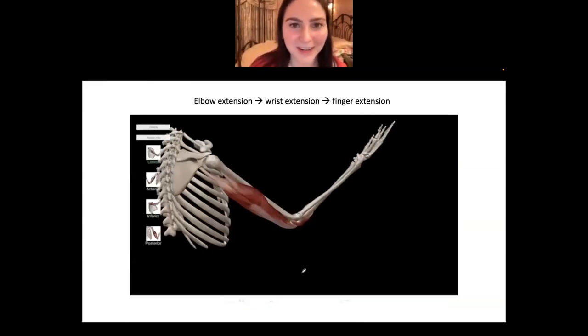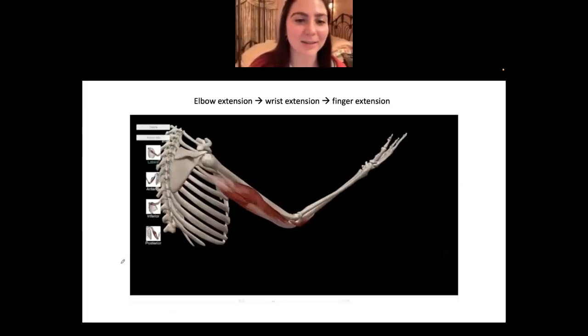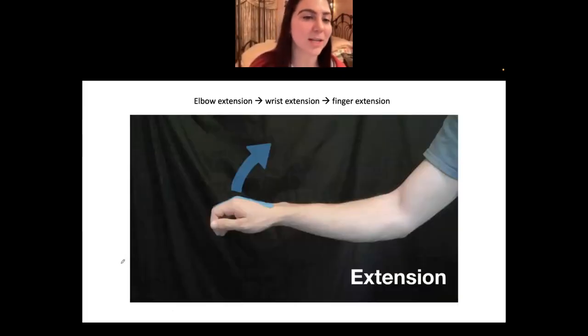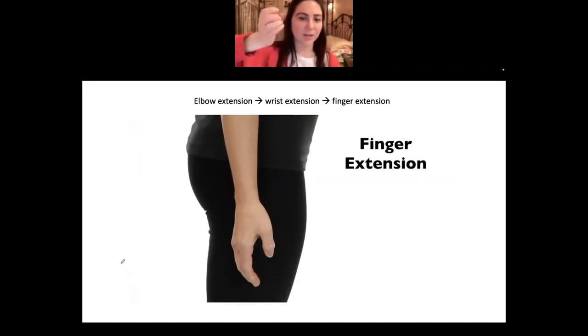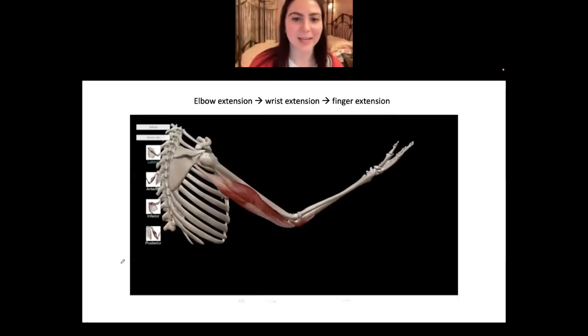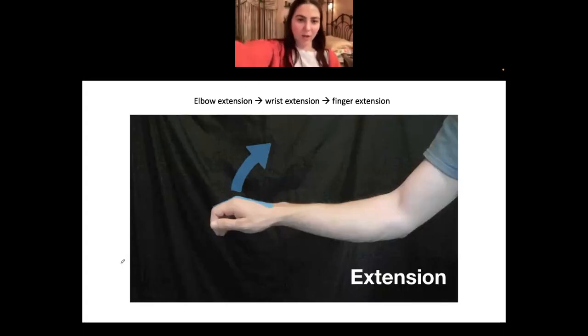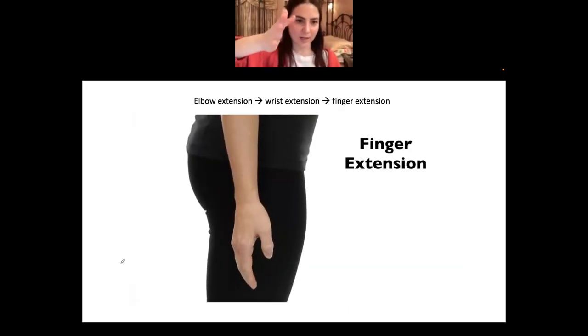All right. So here's all the things that it does. Here's elbow extension. We're going to go back. So here's elbow extension, that's what your tricep muscle does. Again, extending there. That's wrist extension. There's your finger extension. So these are the three main things that the radial nerve does: elbow extension, wrist extension, and finger extension.